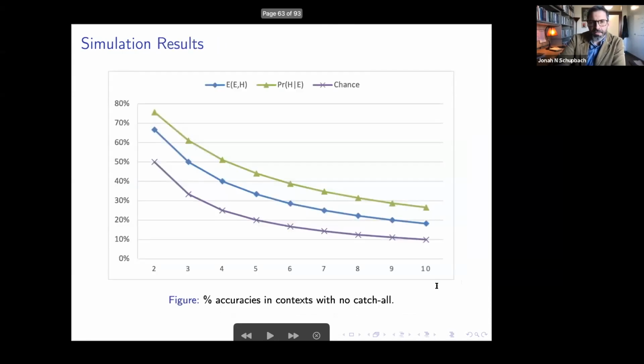Results look like this. So here we have the percentage accuracy, or the success rate is what I've called it too, as a function of the number of hypotheses. And the blue line is the E explications of explanatoriness. The green line is the posterior probability way of explicating explanatoriness, and purple is chance. So both these methods do better than chance and random guessing. That's good. That'd be bad if that didn't happen.